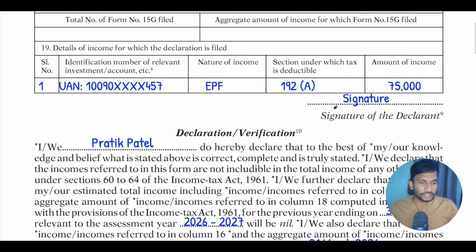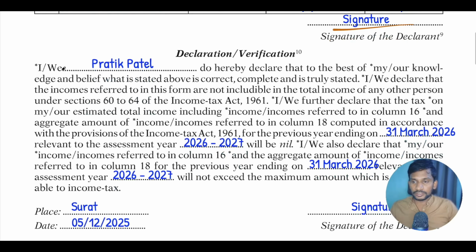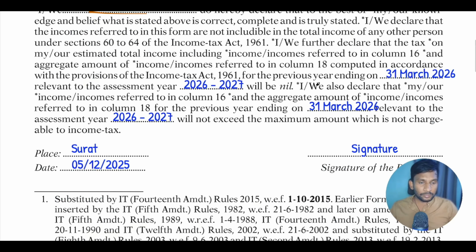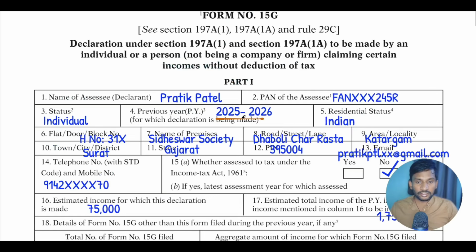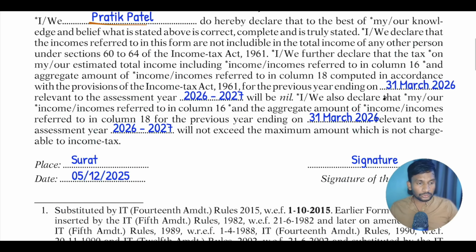Next, you have to put your signature in the declarant field. Next you have to write your details. Again write your full name. And next here you can see the previous year ending on. As I said earlier, previous year means financial year. Financial year 2025 to 2026 will end on 31 March 2026. So here we need to write 31 March 2026.